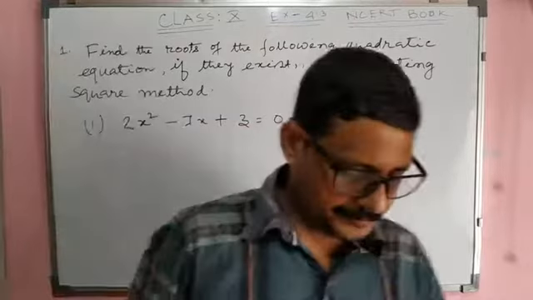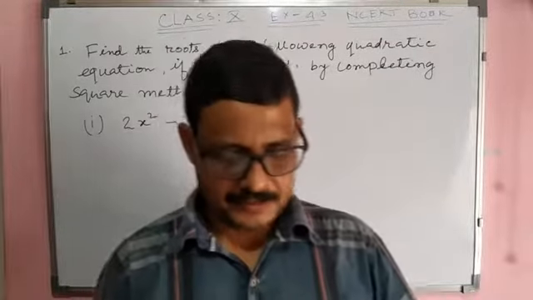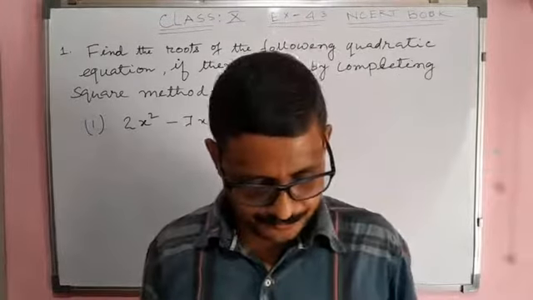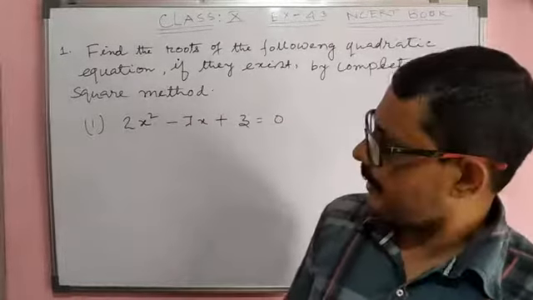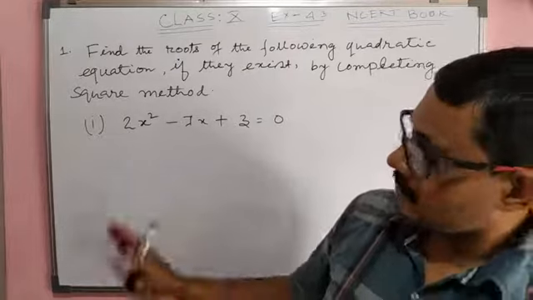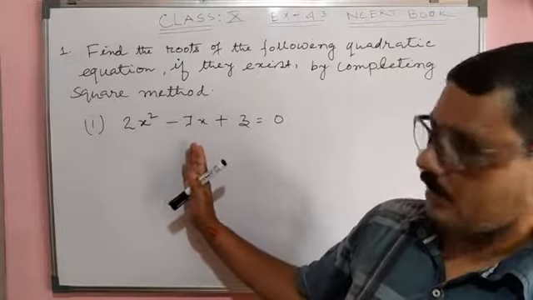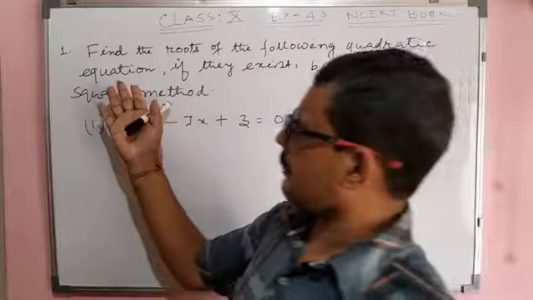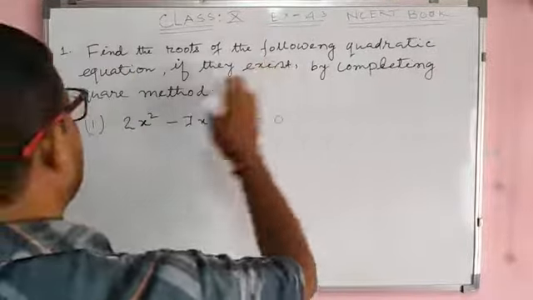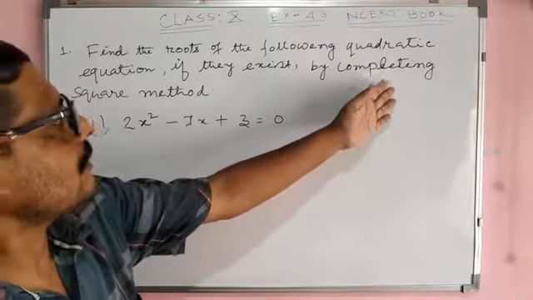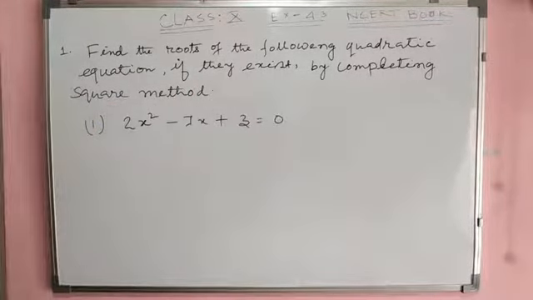My dear children, today we are going to start exercise 4.3 of our NCERT textbook. Here the question number 1, there are 4 questions. So I am solving the question number 1. The first question says: find the roots of the following quadratic equation, if they exist, by completing square method.